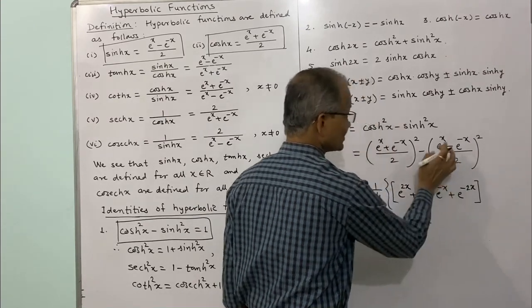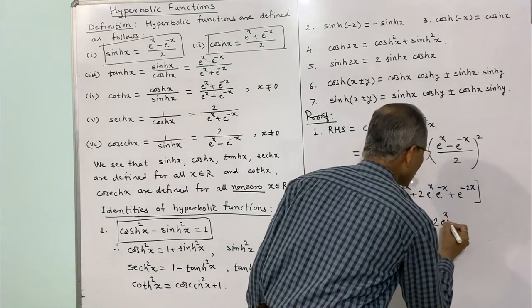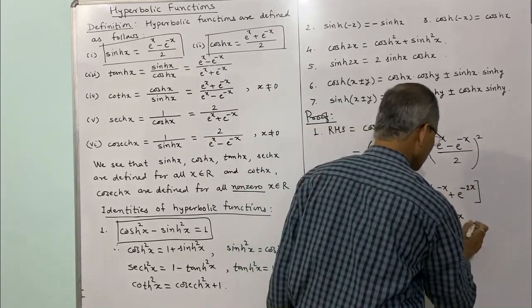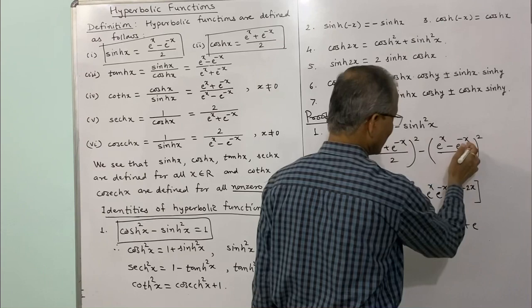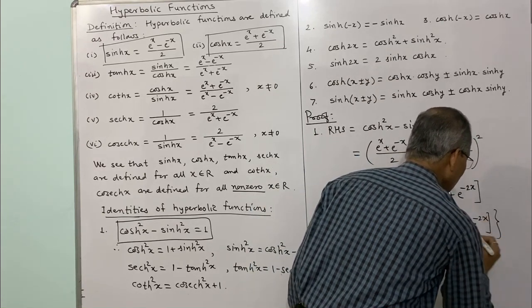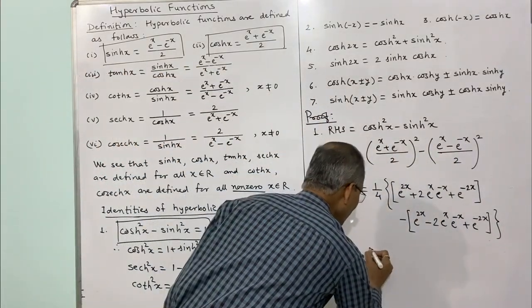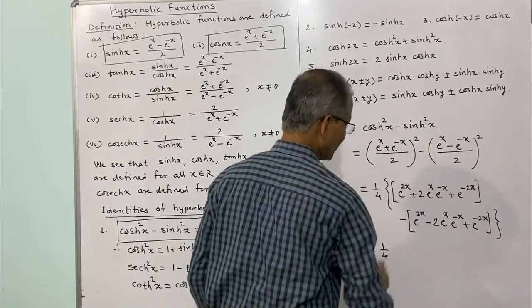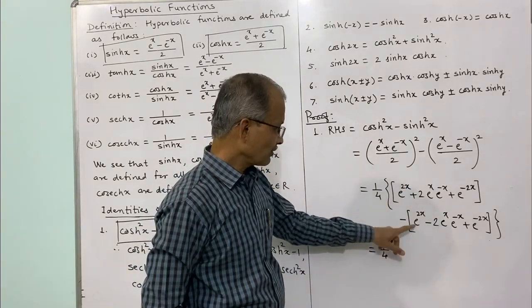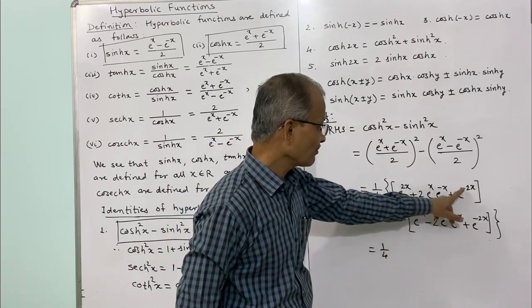The middle term is negative now, minus twice e to the power x into e to the power negative x, and next the third term is positive, the square of the third term, e to the power negative 2x. So this is the expansion. Now we may observe this is equal to 1 by 4. Now you see what happens in the difference of these two, the subtraction of these two: e to the power 2x and e to the power 2x cancel.